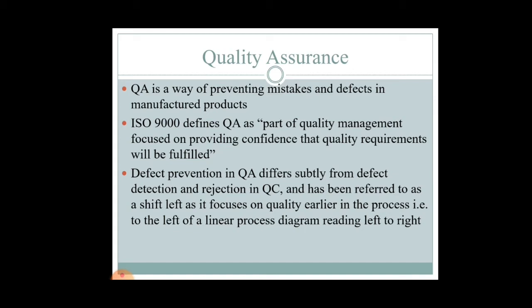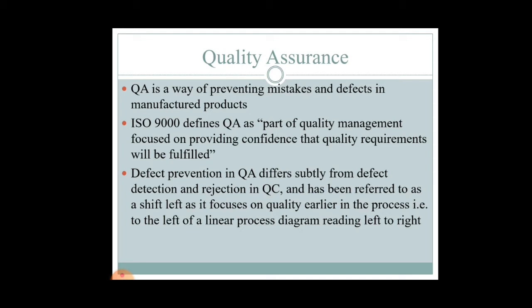So what is quality assurance as defined by ISO 9000? I had already informed that ISO 9000 is related to quality assurance, where 9001 is for QMS, quality management system. ISO defines QA as part of quality management focused on providing confidence that quality requirements will be fulfilled. It means that whatever product is produced in a quality assurance environment is of good quality and is fit for the meant purpose.